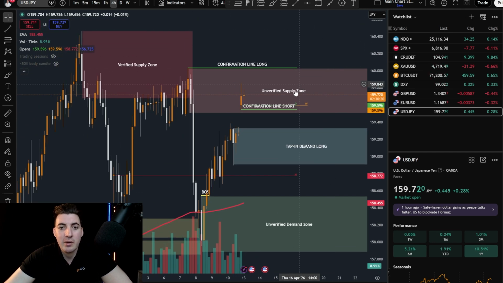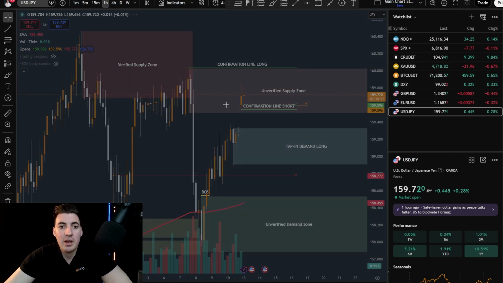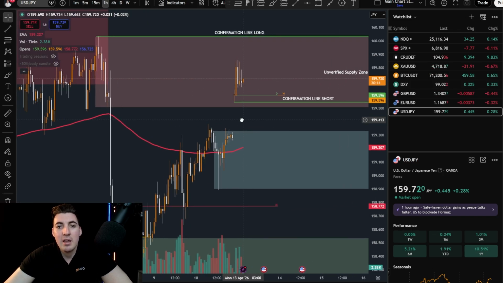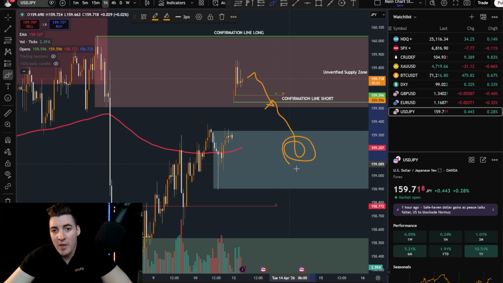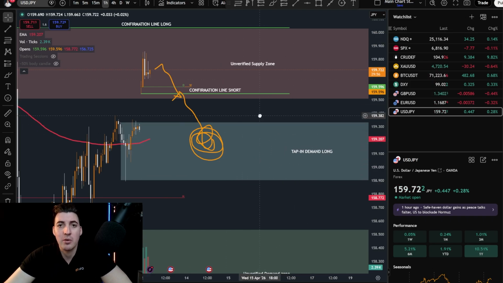is very nice. It has now entered this unverified supply zone. Again, what I'm waiting for on the lower time frames, on the hour, is to see whether there is going to be a full body candle break below this confirmation line. Then I may enter a very small position, just to see what happens when the price enters this area here, this tap-in demand long zone.